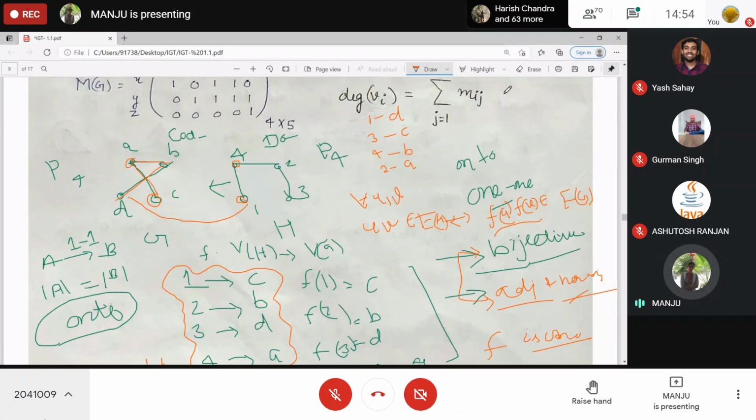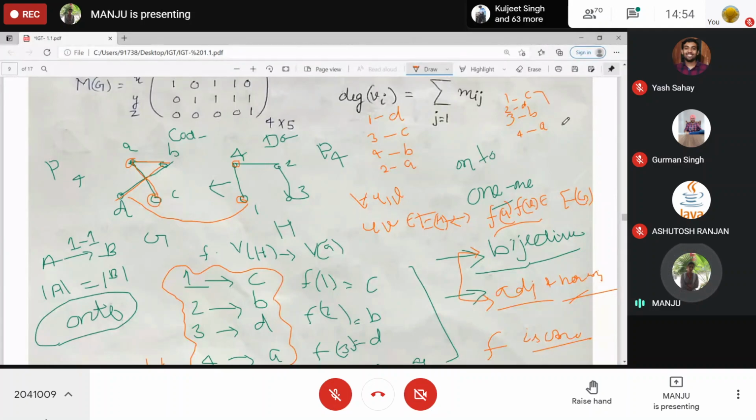Now I'm defining one more bijection. I'm not saying whether this is an isomorphism or not. You need to check whether it is isomorphic or not. And if yes, then prove it. If not, then tell me why this is not isomorphic. One is going to C, 3 is going to B, 2 is going to D, and 4 is going to A.